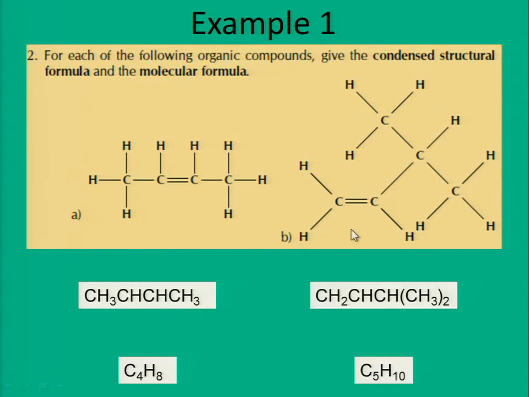Then for B, CH2, CH. Here is another CH, here is another CH. And now this CH is bonded to two other CH3 groups. So you can write it CH3 in brackets 2 times. For the molecular formula, you count the amount of carbons, 5, hydrogens, 10.